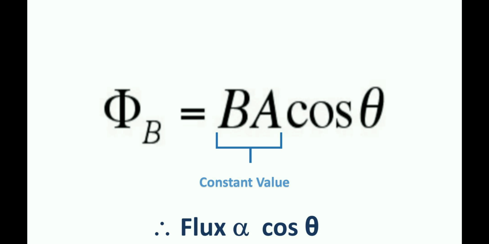Using the formula of flux, theta is the angle between the normal to the coil and magnetic field lines. In a DC generator, we can tell that the strength of the magnetic field is a constant value because we are going to use the same magnet throughout the rotation of the coil. Besides, the area of the coil is also constant as we use the same coil with a constant size. Therefore, we can conclude magnetic flux is directly proportional to the value of cosine theta.